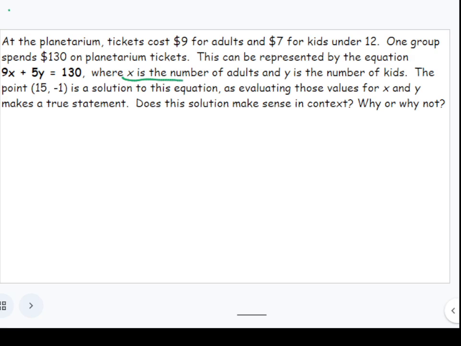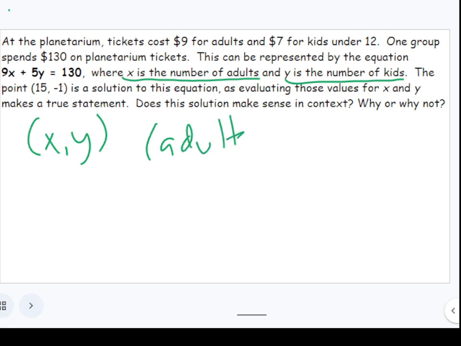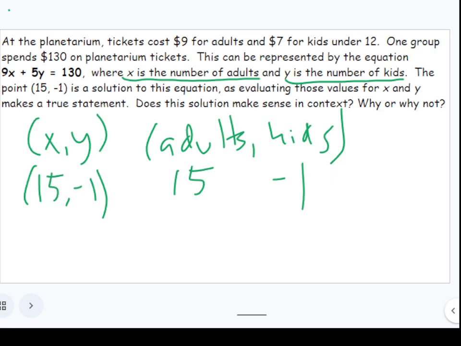So if x is the number of adults and y is the number of kids, x comma y, so we've got adults, comma, kids, basically. Then we have the solution point 15 comma negative 1. Okay. That means that it's saying that we have 15 adults and negative 1 kids. So no, this solution does not make sense in context because we shouldn't have negative kids in a tour group.